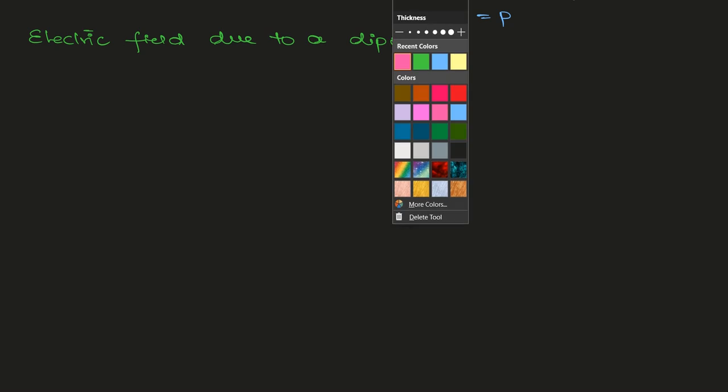Now for this dipole, we'll find the electric field due to this dipole at an axial point as well as an equatorial point. Electric field due to a dipole. The first case is at an axial point.